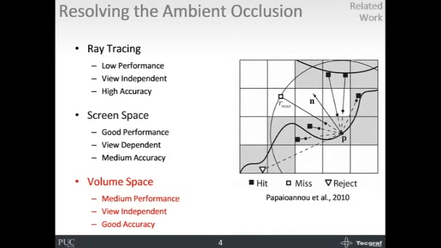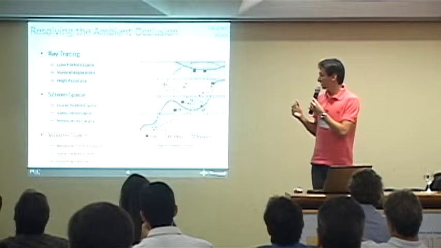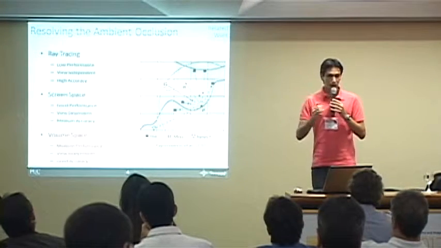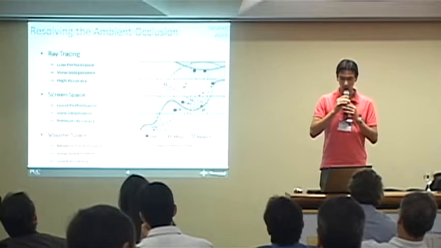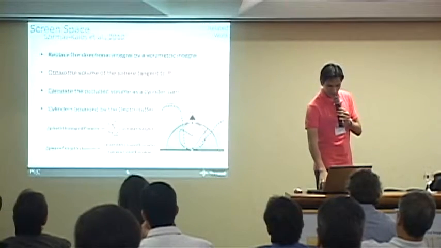The volume space methods use a volume to calculate the ambient occlusion. So they have much more information than screen space methods, and they have enough performance to be used in real time. Our method fits in this kind of methods.